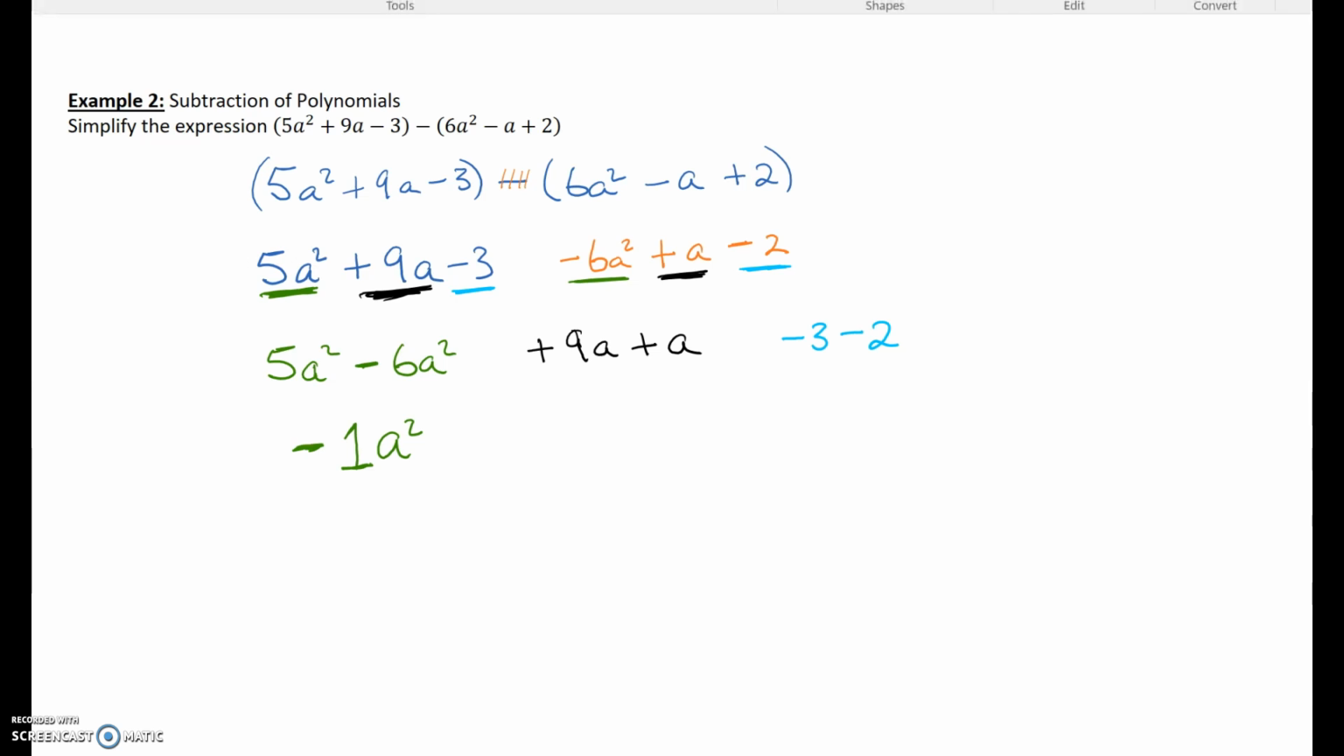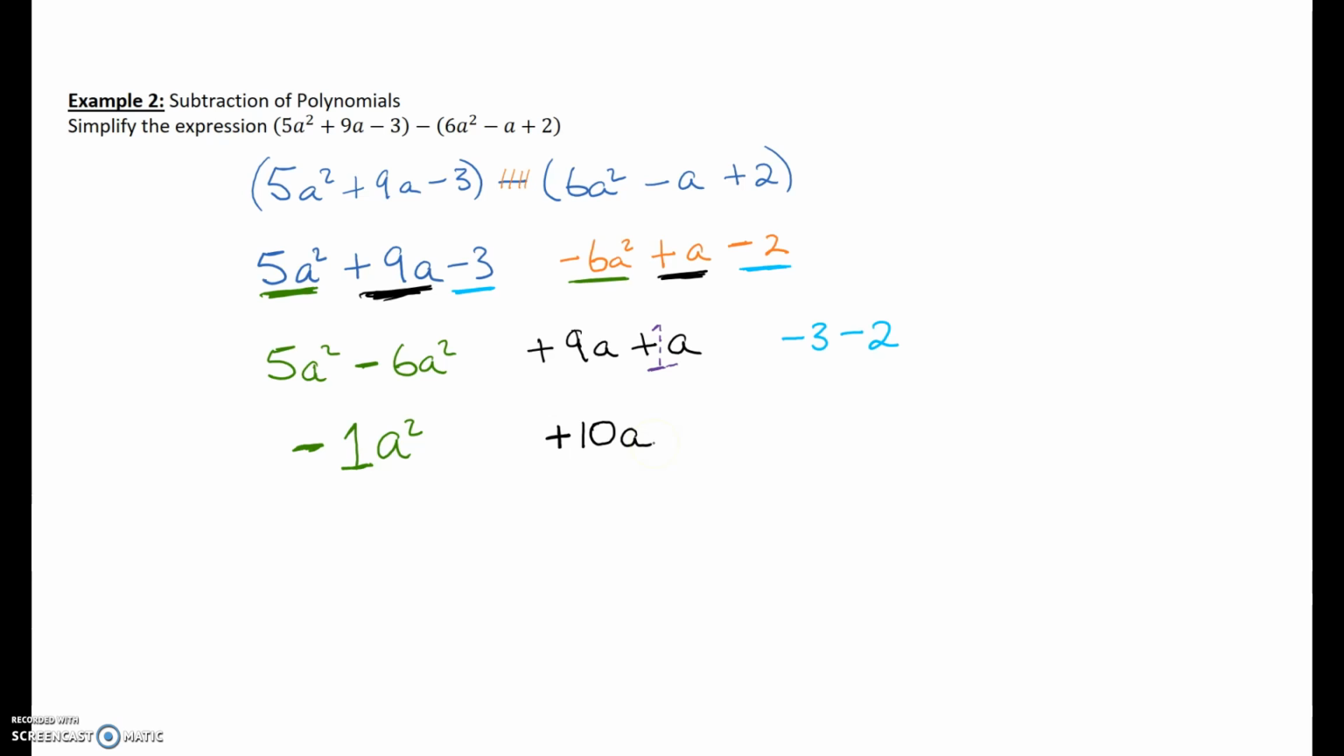Okay, let's move on to the a terms. So we had plus 9a and plus a. Now remember, that's 1a. Okay, so there's an invisible 1 here. You can draw it in. We have that invisible 1 there. Okay, so 9a plus 1a, that's going to be 10a. Okay, and the plus is needed. Okay, the plus is required here.